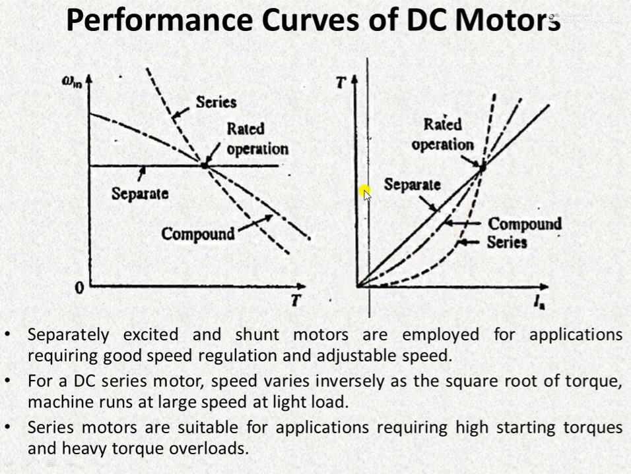Therefore, the characteristics between torque and armature current in the case of separately excited as well as shunt DC motors will be a straight line, whereas in the case of DC series motor, as the flux is directly proportional to Ia and torque is directly proportional to phi Ia, altogether we can write that torque is directly proportional to Ia square. So in that case, the relation between torque and Ia characteristics will be very much similar to that of a rectangular hyperbola. That you will be able to see here very clearly.